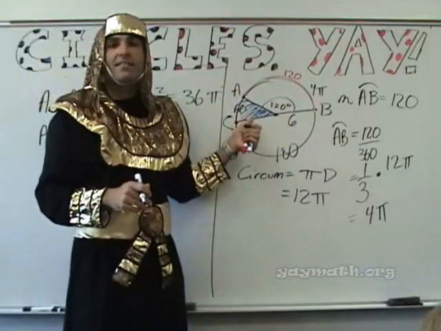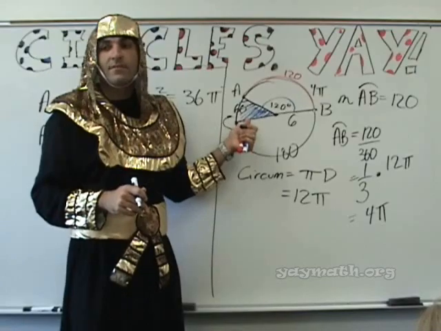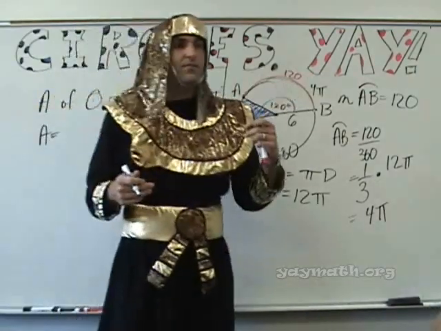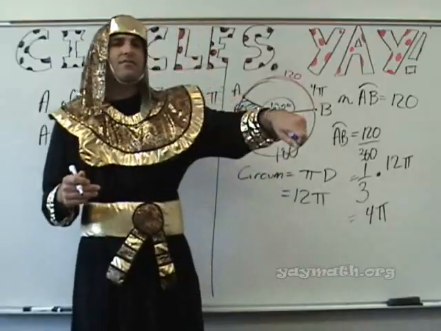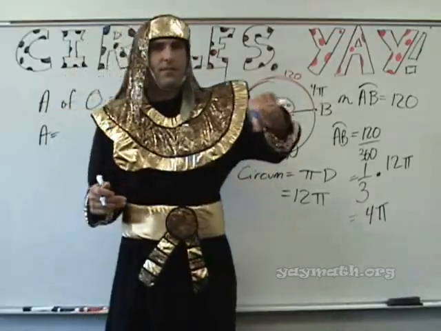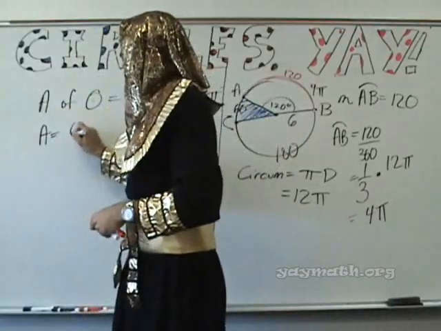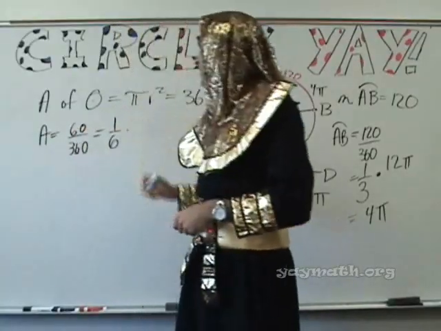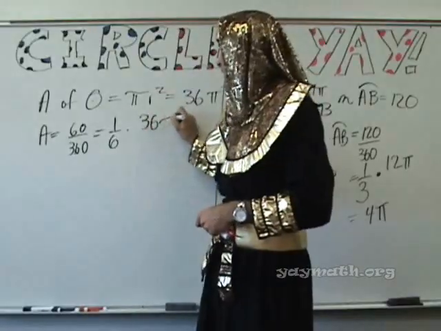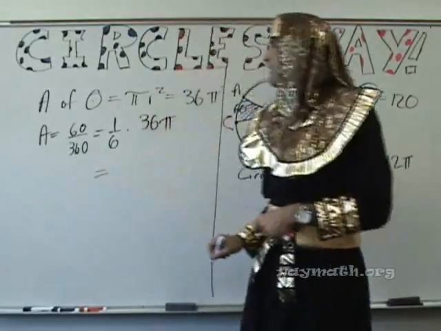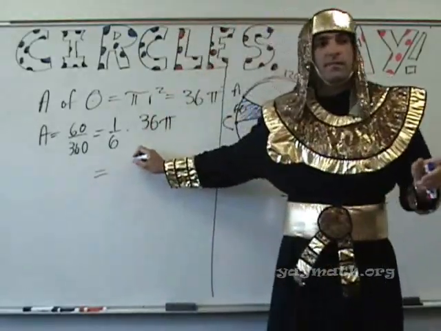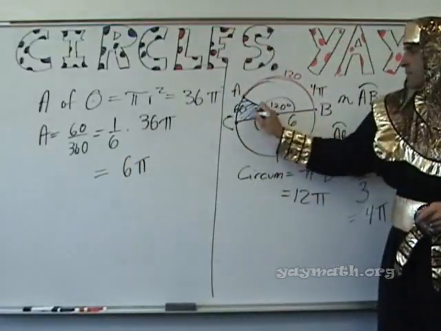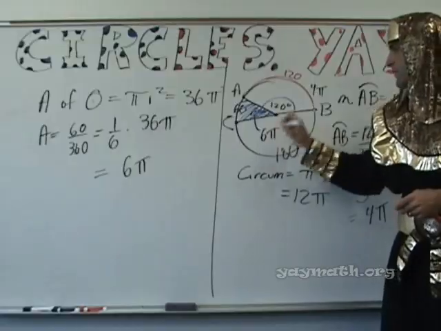How do you know that this is a sixth of the circle? And what was our fraction to get us that 1/6? 60 over 360. Is this okay? Okay. So 60 over 360 equals 1/6 times the area, which is 36 pi. And that becomes what? 6 pi. So this area here is 6 pi.